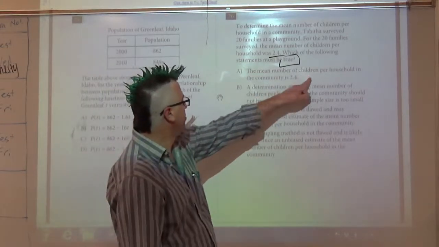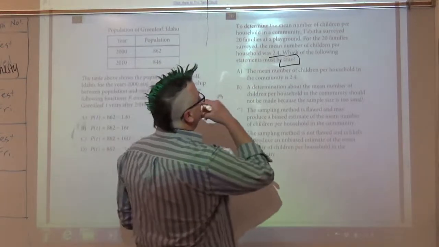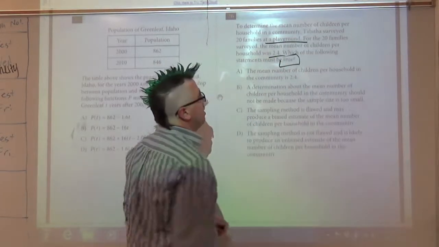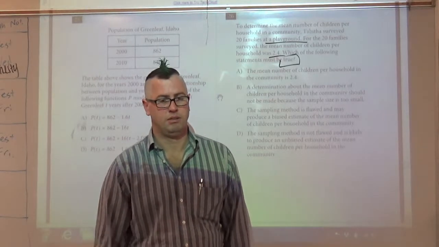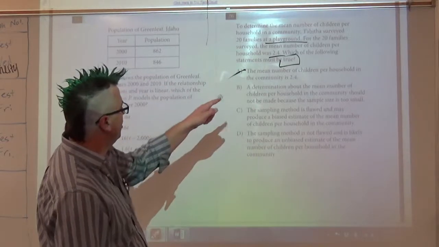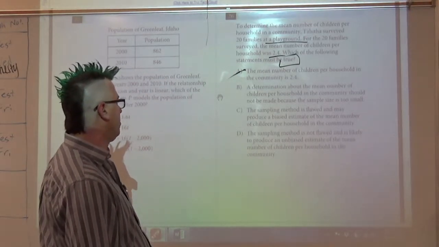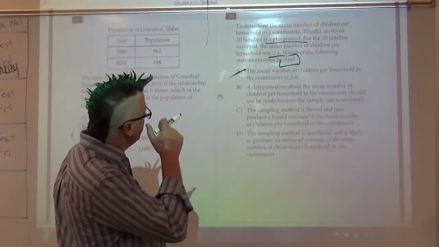Mean number of children per household. Now, she went to a playground. Do the people without kids go to the playground? No. Only if they're creepy. Not that one. B. A determination about the mean number of children per household in the community should not be made because the sample size is too small.